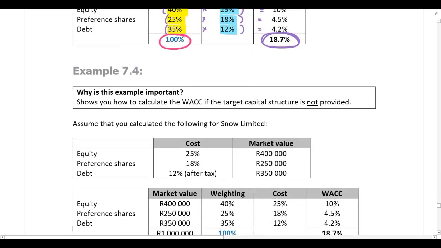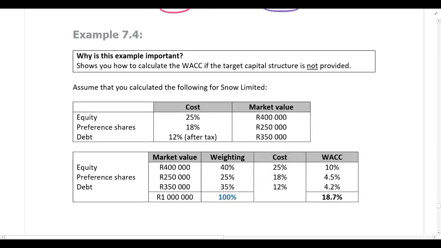If you look at the next example, in this example, the target capital structure has not been provided. So assume that you have calculated the following for Snow Limited. You've calculated the cost of equity, the cost of preference shares, and the after-tax cost of debt, and you've also calculated the market value of equity, market value of preference shares, and the market value of debt.